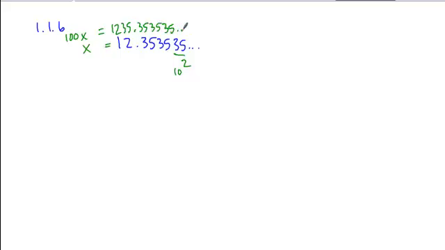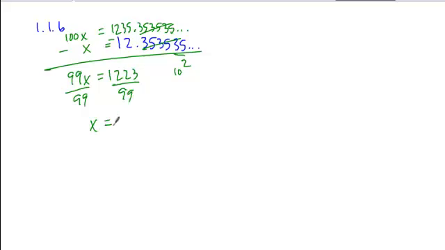We're then going to subtract both sides, leaving 99x equal to, the repeating 35s cancel, and we get 1235 minus 12, which leaves 1223. Divide both sides by 99, and this fraction doesn't reduce any further, and so you get 1223 over 99 as your rational form.